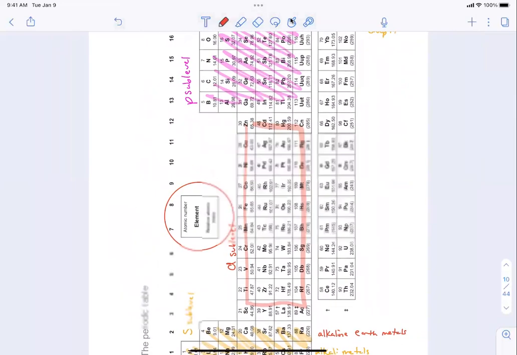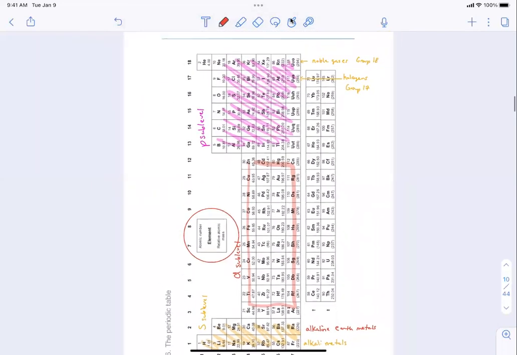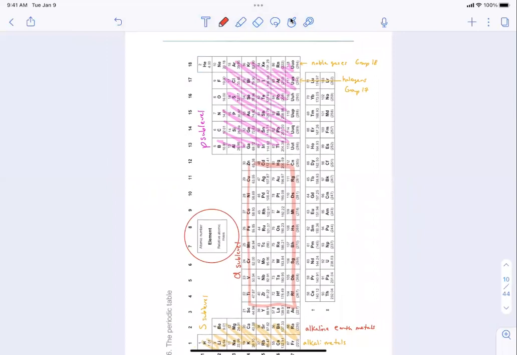So if you forget how many orbitals are in a sublevel or how many electrons can be held in a sublevel, it's all posted for you on this data booklet, on this periodic table, if you know where to look. S is on the left, P is on the right, D is in the middle.